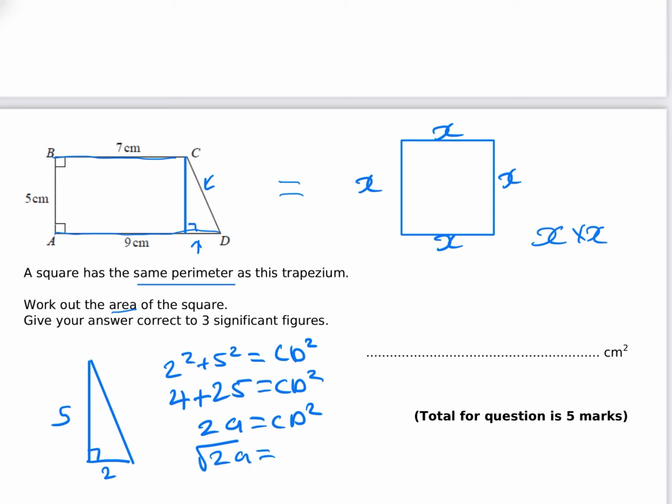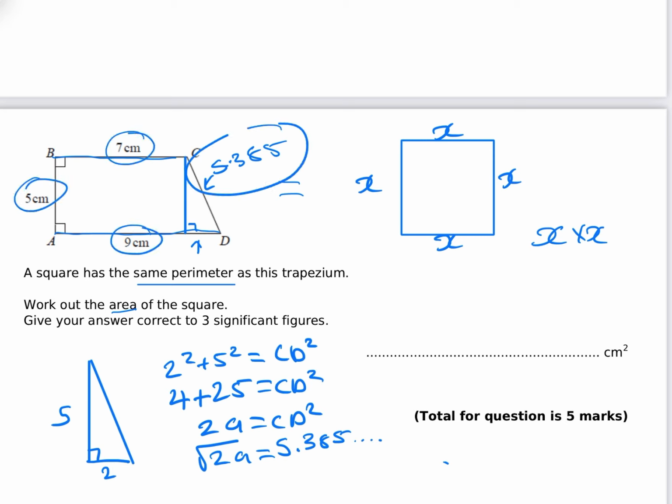So the square root of 29 is 5.385. So that is this length here. So 5.385. So what I'm going to do now is I'm going to work out the perimeter of the shape by adding all the sides together. So the number we've just got, plus 7, plus 5, plus 9. So if we add all the sides together, my answer is 26.385. So the perimeter of both of these shapes is the same.